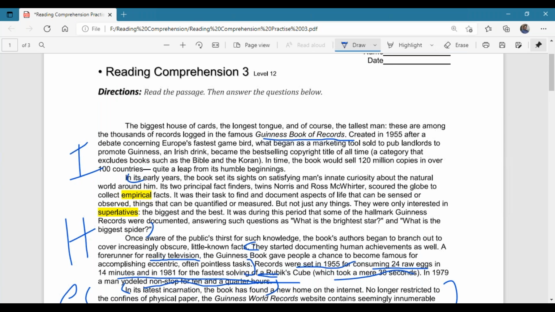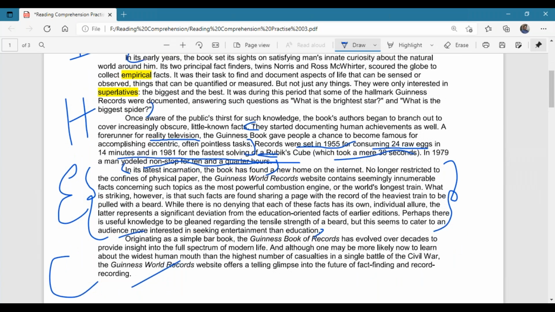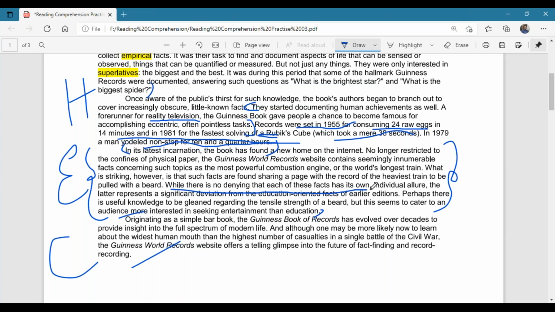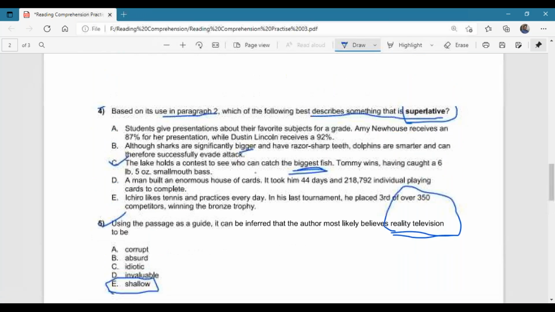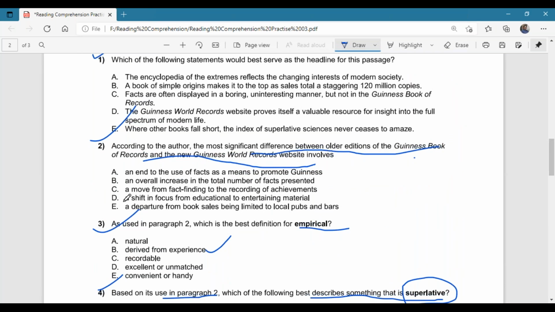Look here. While there is no denying that each of these facts has its own individual allure, the latter represents a significant deviation from the education-oriented facts of earlier editions. Did you get the point? That means the answer is D, a shift in focus from educational to entertaining material. Previously, they used to focus on educational material, but now they are focusing on entertaining material.